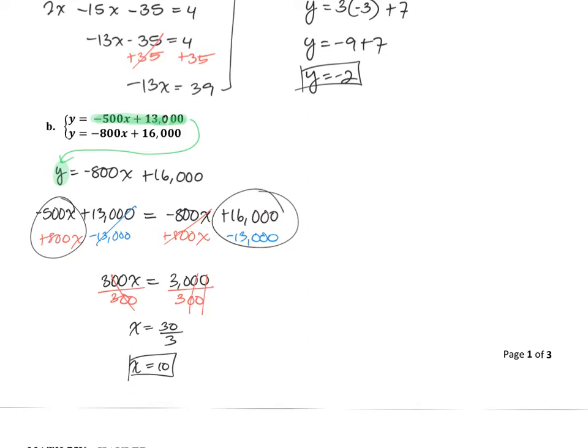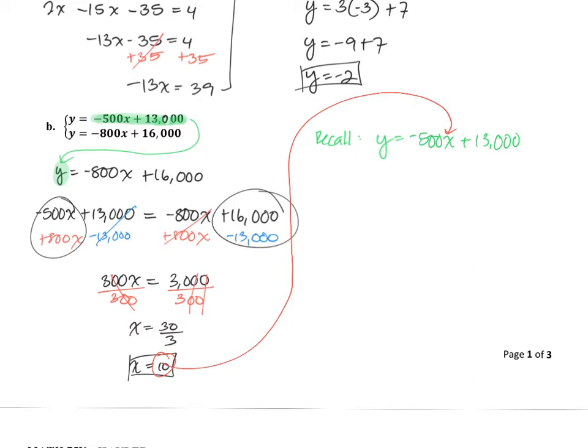And remember, we're not done. We need to solve for y. Very good, yes. Gotta solve for y. So recall that we know y equals negative 500x plus 13,000. Alright, so to find y, we're going to sub the x value in for x. Just plop that in right there.